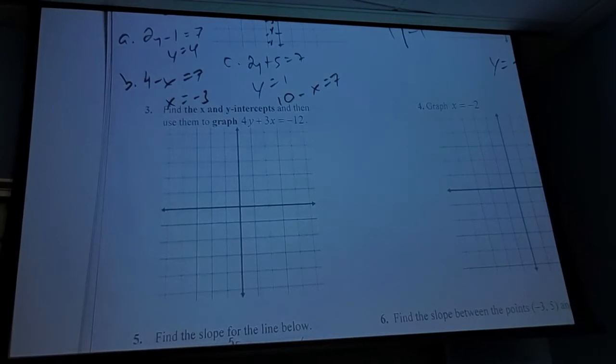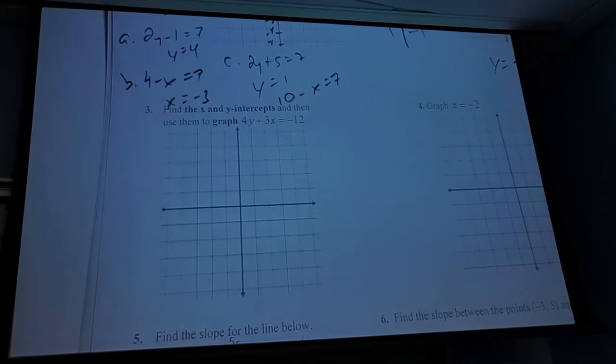M is slope, B is the y-intercept. But I also want the x-intercept. That doesn't do anything for you. So what's the quick way, given any equation, to find some letter's intercept? You make all the other letters 0. Why does that make sense?